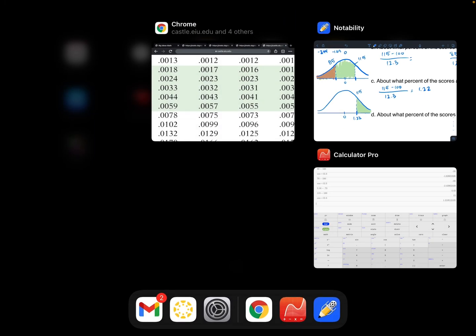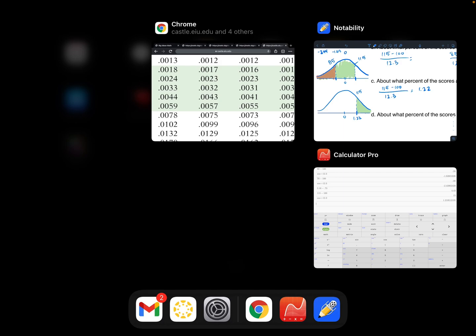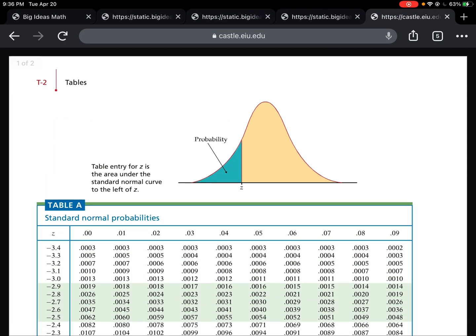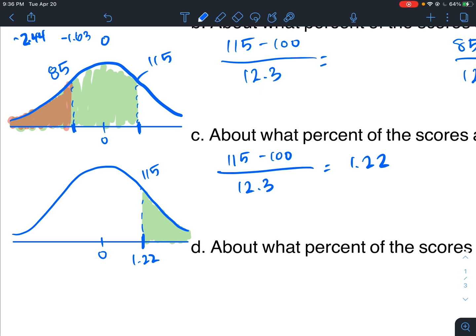Now here's the thing though, whenever I look up the z-score, the table is only telling you the probability to the left. It's not telling you the probability to the right of your z-score. Now we're trying to find the probability to the right. So whenever I find this probability in the z-score table, it's going to tell me the probability to the left of that. Okay, so let's find it out.